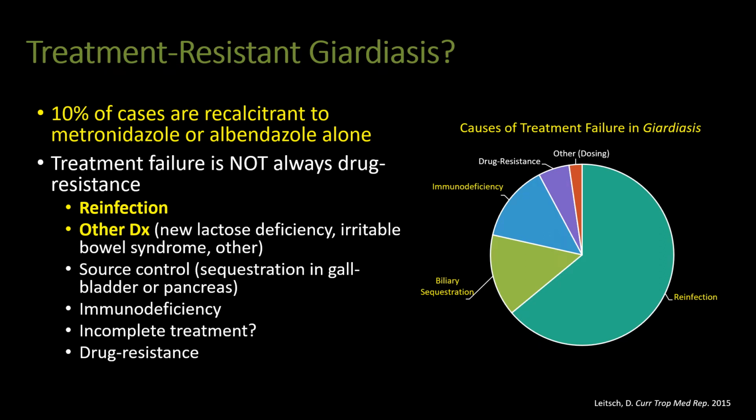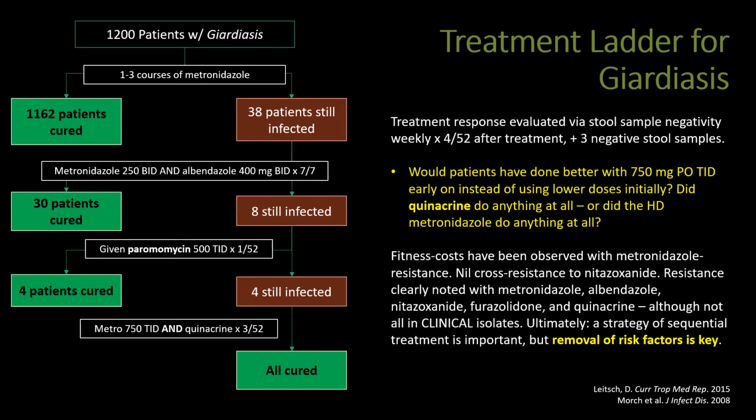Only after this checklist should we entertain the idea of true drug-resistant giardiasis, since the treatment strategy for this involves giving longer courses of antibiotics, which can be more harmful, and acquiring difficult-to-obtain and more expensive agents. A treatment ladder approach, sort of resembling a trial and error method to treating refractory giardiasis, has been proposed by some authors.